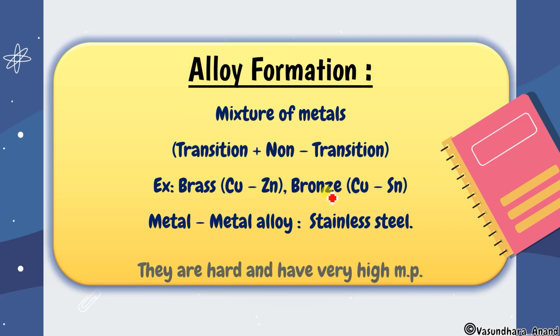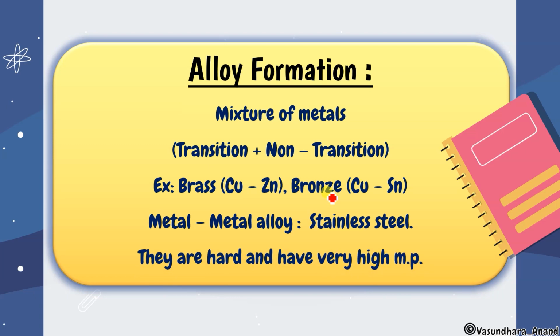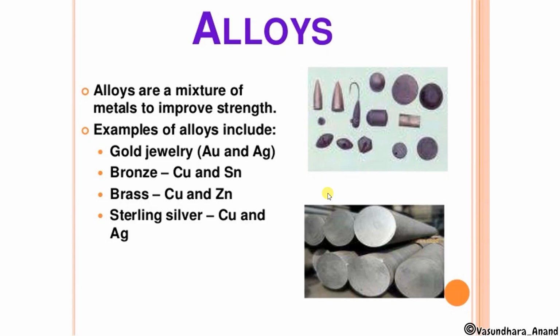They are very hard and have very high melting points because of strong bonds. Again, alloys are a mixture of metals to improve strength. Like, iron alone has some demerits, like it can corrode easily, but when it becomes an alloy, it becomes stainless steel, and the corrosion property is reduced. So it can improve its strength and its properties also.